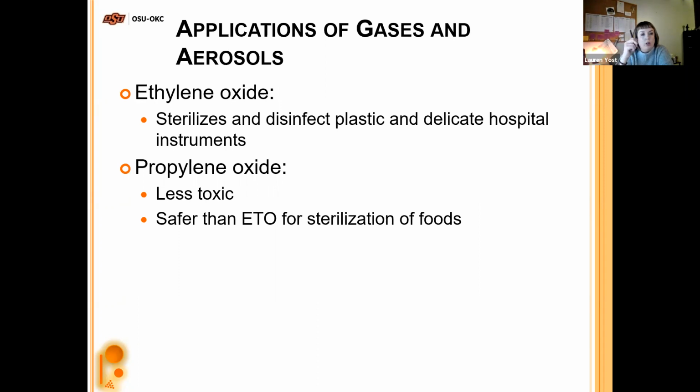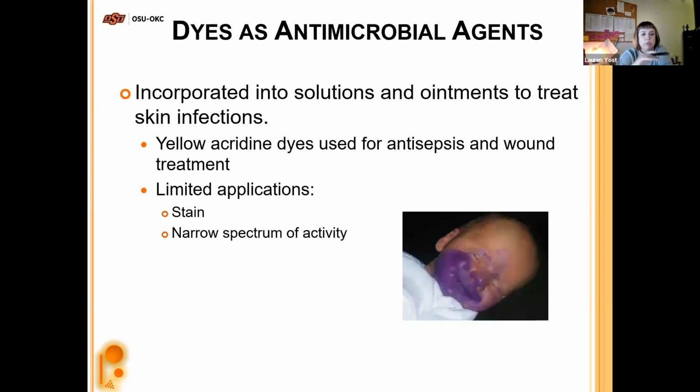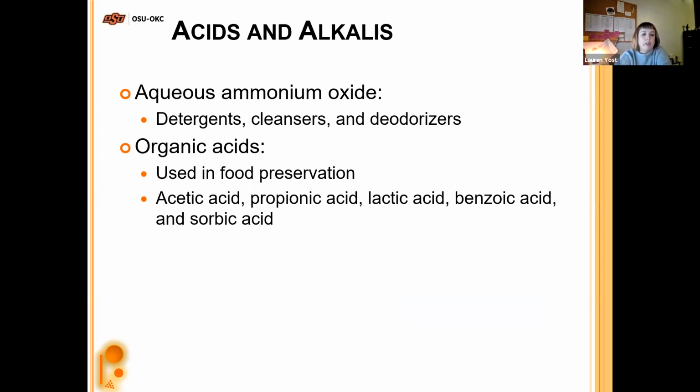Ethylene oxide, I don't know why it's on here twice, but whatever, sterilizes and disinfects plastic and delicate hospital instruments, things that can't be exposed to heat. Propylene oxide is less toxic than ethylene oxide, so we'll often use it as a gas to treat foods. Some dyes are used, not to sterilize, but as antimicrobial agents. They have that effect on some things, but they're not great because they stain the skin.